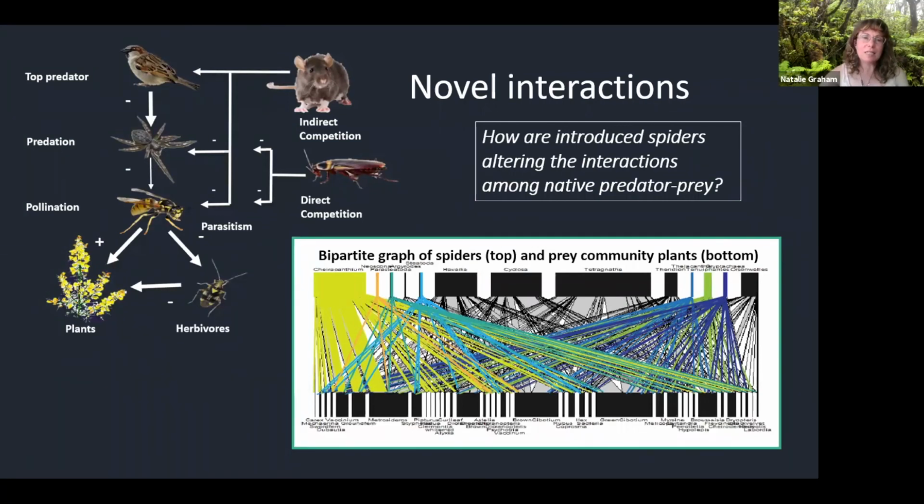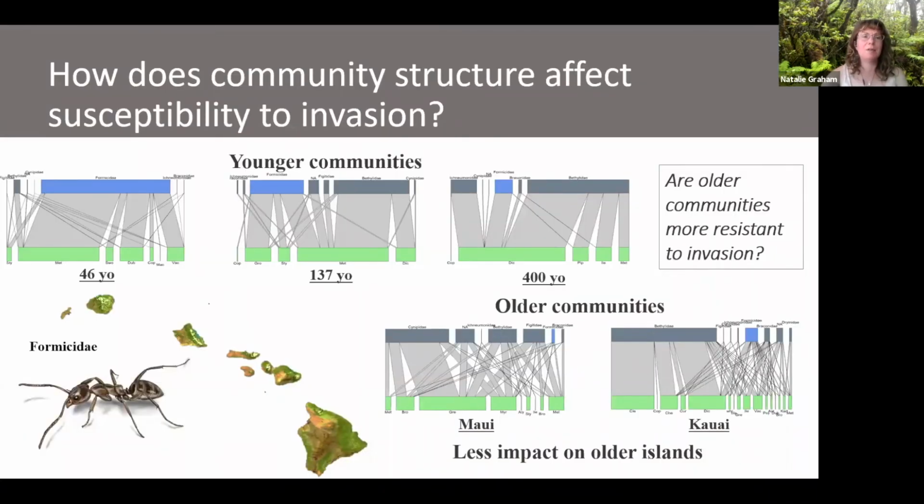So in this case, I just looked at spiders, and we have this network of spiders on the top and their prey community on the bottom. Everything that's highlighted here are introduced spiders. So if they're highlighted in a color, that means that they did not evolve on Hawaii and they essentially don't belong there. And they're having these novel interactions with the prey that are there. They're taking away the prey from the native spiders and potentially taking away the prey from the birds as well, and so on.